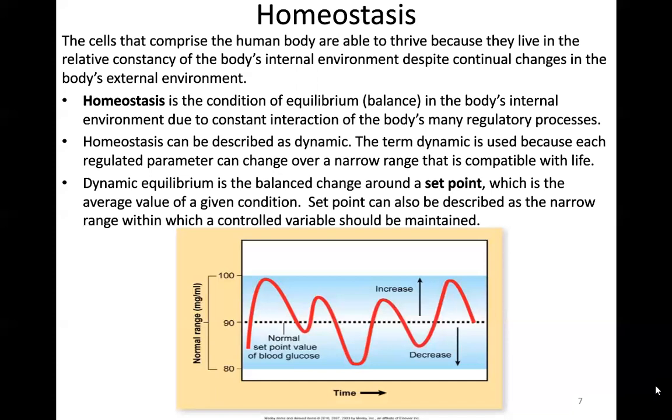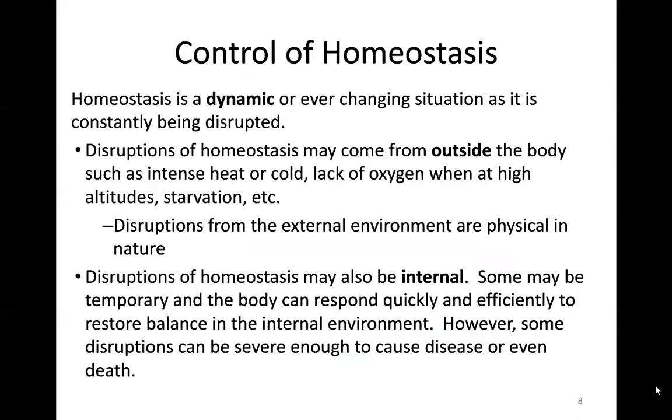The example down here at the bottom illustrates blood sugar, blood glucose, same thing, and how that can fluctuate around what we call a set point. The dotted line in there is the set point, which is the average value of that given condition. Never is it just straight at 90 milligrams per milliliter, but it's averaged around there as it goes up and down throughout the day. And just like your heart rate or your body temperature, your blood pressure, those kinds of things are all fluctuating around a set point. So a set point can also be described as the narrow range within which a control variable should be maintained.